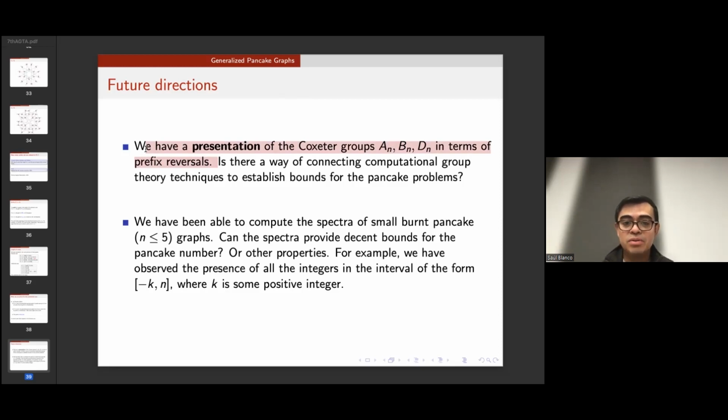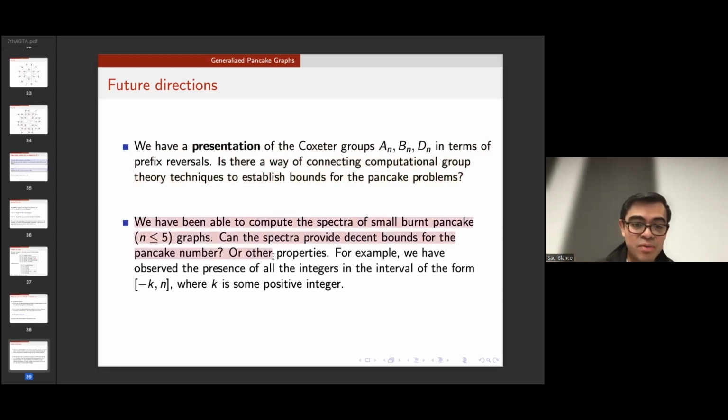But the question is, because we're not very versed in computational group theory, now that we have this presentation, are there some techniques that can be used to establish some algebraic bounds for the pancake problem, or some other properties of the graph that come from a strictly algebraic point of view, from the presentation?